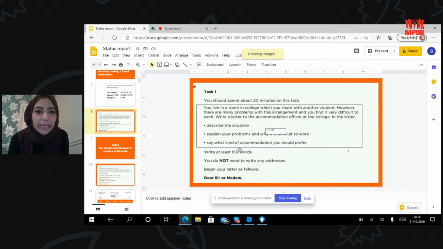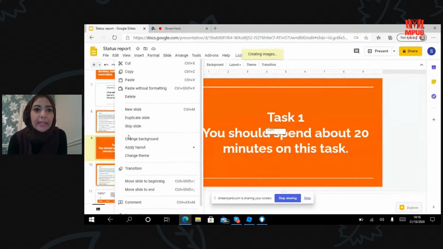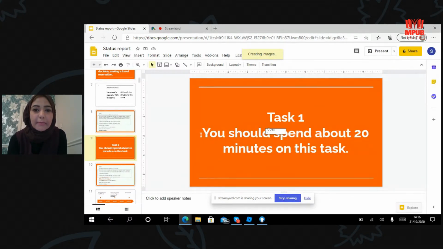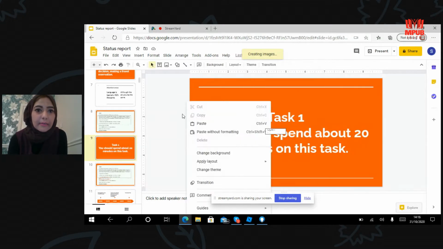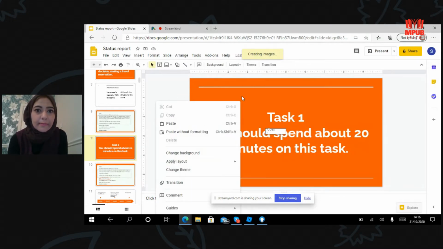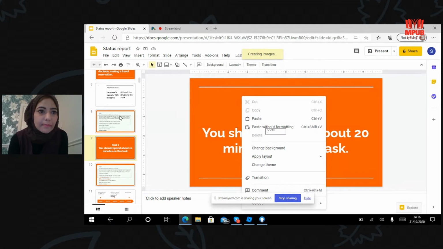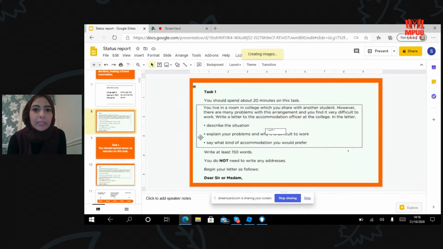So at the bottom here, it says write at least 150 words. You do not need to write any addresses, and begin your letter as follows: Dear Sir or Madam. So as we know by looking at the letter, we must spend 20 minutes only on this task. So let me show you the task again.